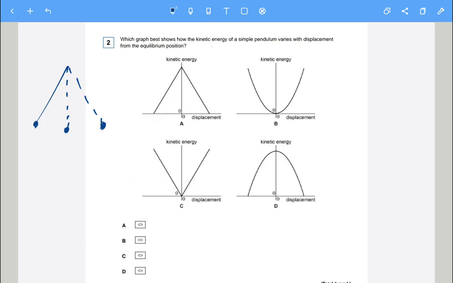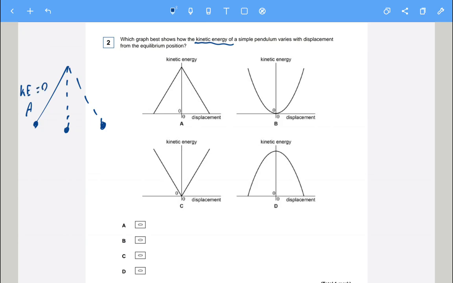So it says, which graph best shows how the kinetic energy varies with displacement. So in the centre, or maybe let's talk about the extreme first, the amplitude. So I'll call that A. So at point A, the pendulum's swinging out, and it's stopped and it's about to change direction. So the potential energy is a maximum. The kinetic energy is actually 0 as it's stopped to change direction. So the kinetic energy at the extreme is 0.